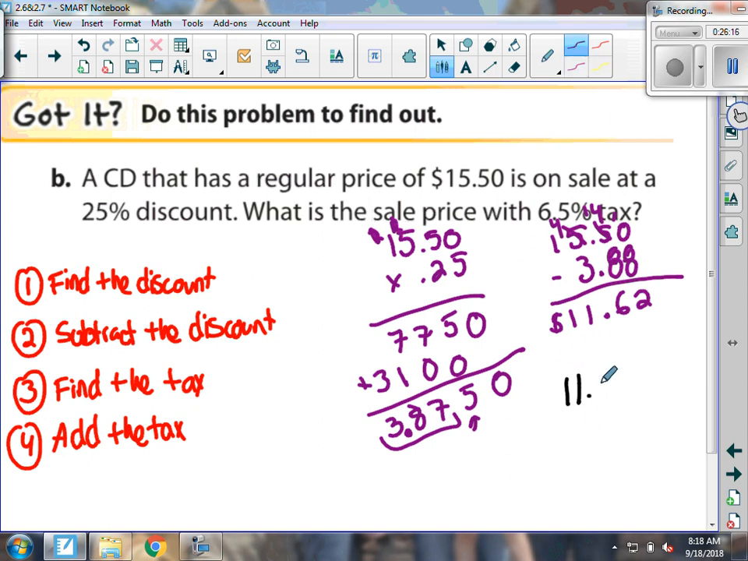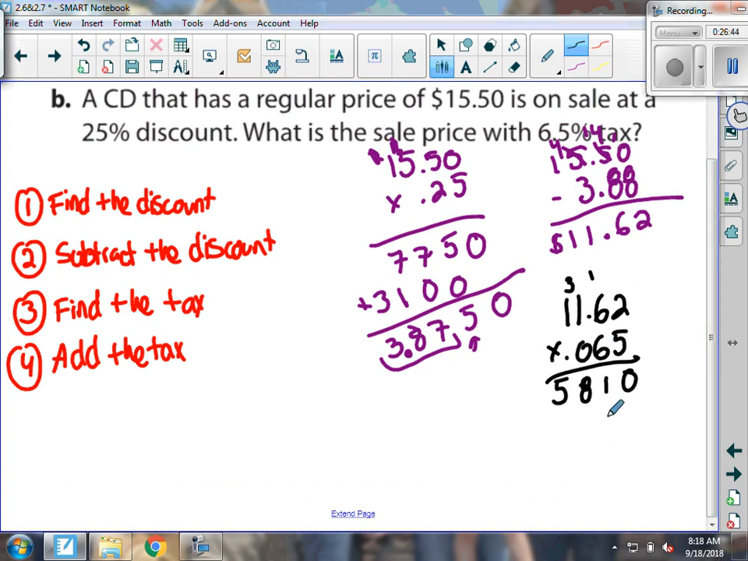I'm going to multiply 11.62 times 0.065. 5 times 2 is 10. 5 times 6 is 30. Plus 1, 31. 5 times 1 is 5. Plus 3 is 8. And 5 times 1 is 5.